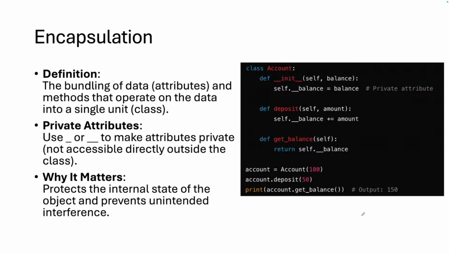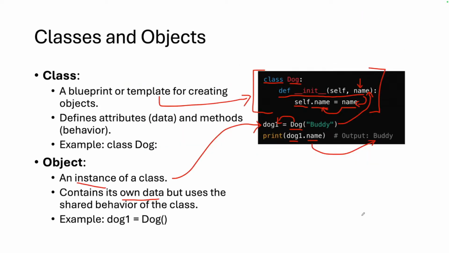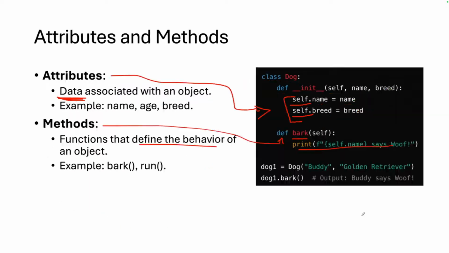So those are the three main concepts: encapsulation, inheritance, and polymorphism. Again, I would focus mostly on just understanding what a class is, what an instance is, what a class definition is, initialization, attributes, and methods. Those are the main core pieces.